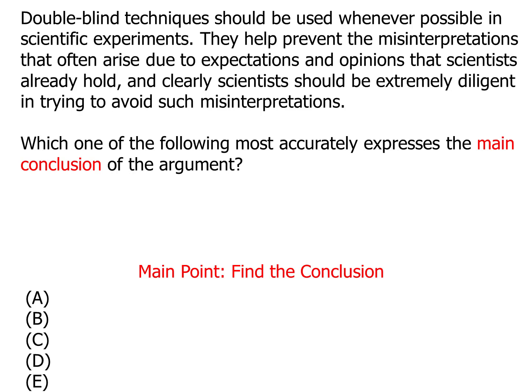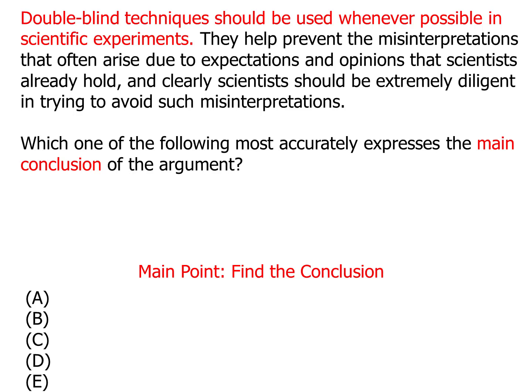Remember, the conclusion is the part of the argument that everything else is set up to explain. All the evidence is trying to demonstrate the truth of the conclusion. Here, the conclusion is the first sentence. Double-blind techniques should be used whenever possible in scientific experiments. The way we know that's the conclusion is because the rest of the argument is explaining why.